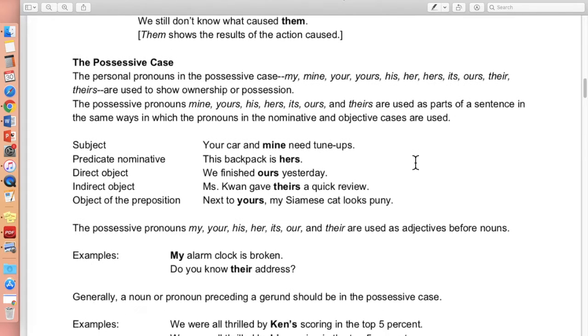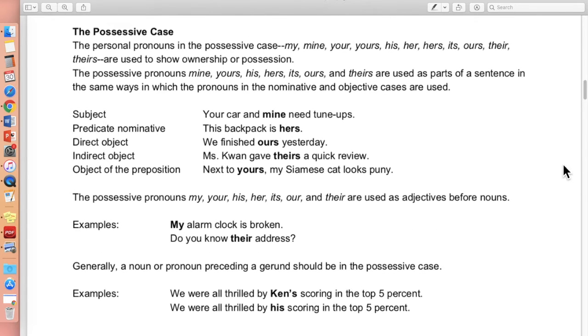Moving on to possessive case. So this one is going to be kind of obvious, right? The personal pronouns in the possessive case, my, mine, your, yours, his, her, hers, its, ours, their, and theirs, are used to show ownership or possession. And this can be in any slot in the sentence. So here we go, buckle up.